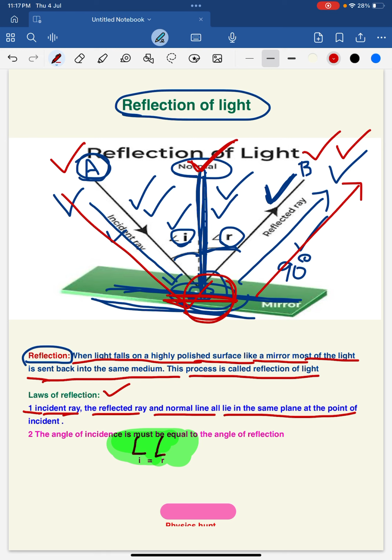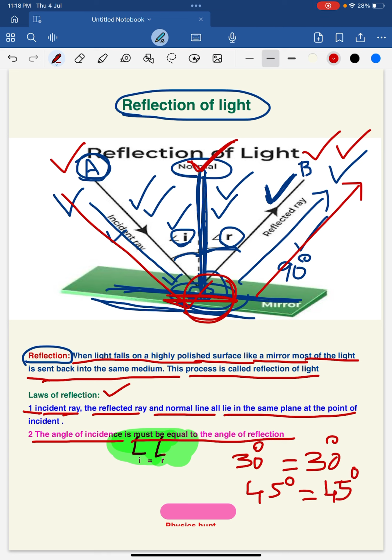Okay, now coming to the second law: the angle of incidence must be equal to the angle of reflection. That means if the surface is a smooth polished surface and the angle of incidence is 30 degrees, then the angle of reflection is also 30 degrees. If the angle of incidence is 45 degrees, then the angle of reflection is also 45 degrees. So we can say that the angle of incidence must always be equal to the angle of reflection.